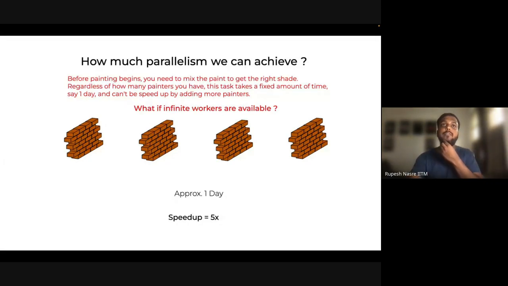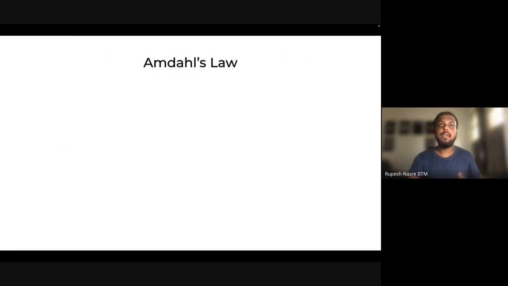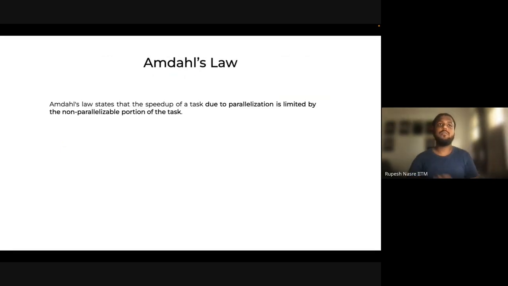Okay, so with this I'm ready to state what Amdahl's law is, right? Amdahl's law strictly states that speed up of a task due to parallelization is limited by the non-parallelizable portion of the task. What does it mean? See, to paint a wall, it is a parallelizable task, right? But to mix the paint, it is non-parallelizable, right? So this non-parallelizable portion became the bottleneck, right? If somehow I was able to do this non-parallelizable task in parallel, we could have achieved more speed up.